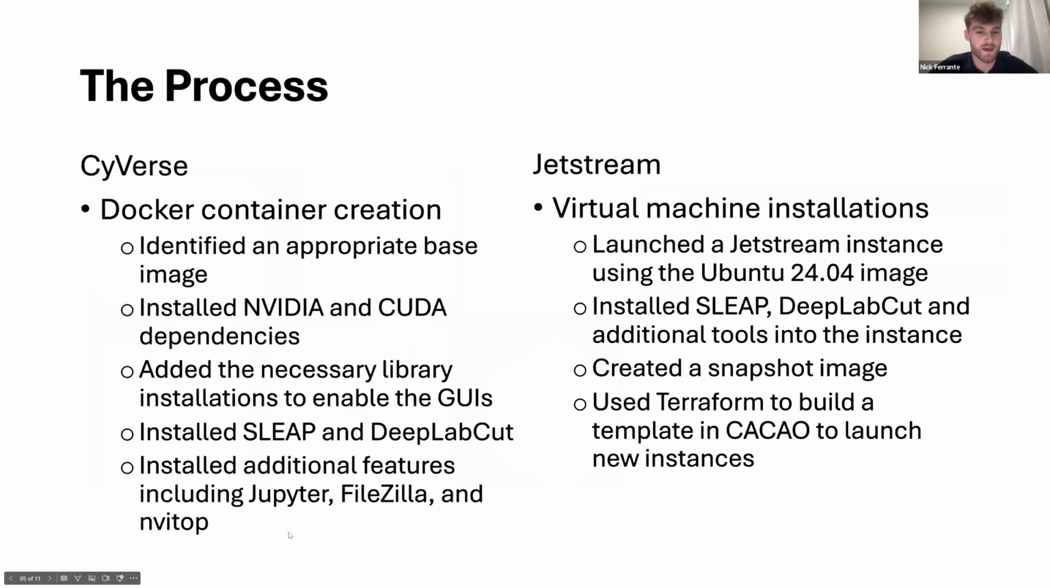To create the CyVerse apps, we used Docker containers, which started by identifying an appropriate base image that allowed for CyVerse compatibility along with GPU use. And once we found this base image, we then installed NVIDIA and CUDA dependencies and configured the GPU appropriately, because CyVerse requires a specific NVIDIA driver. This part has changed since we first created the containers as a result of recent CyVerse updates. But when we initially made it, we were required to explicitly specify the NVIDIA driver for the container.